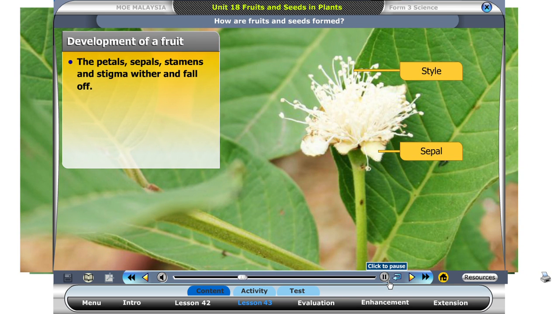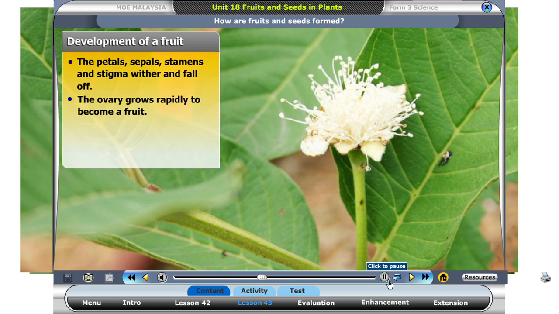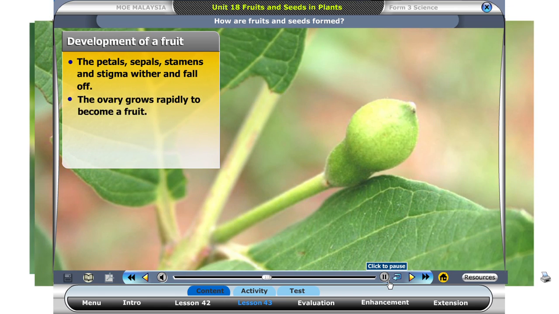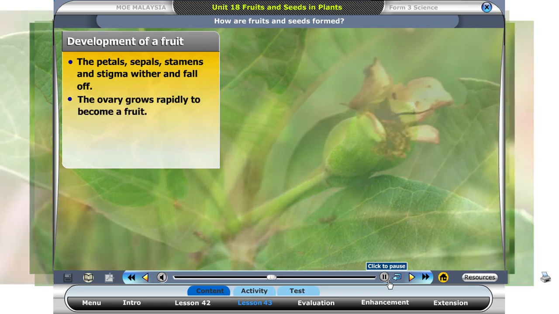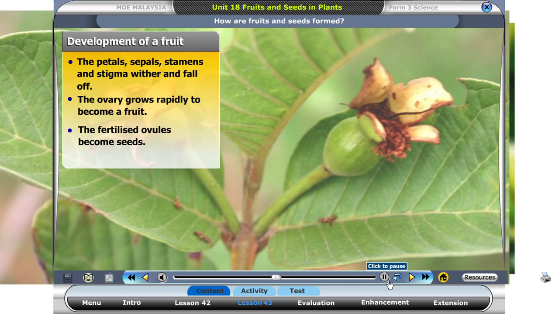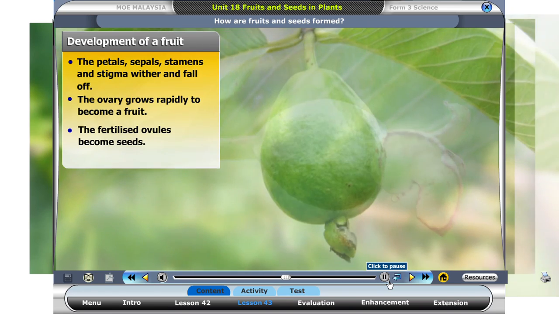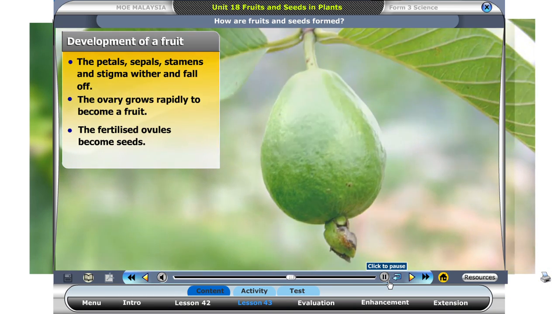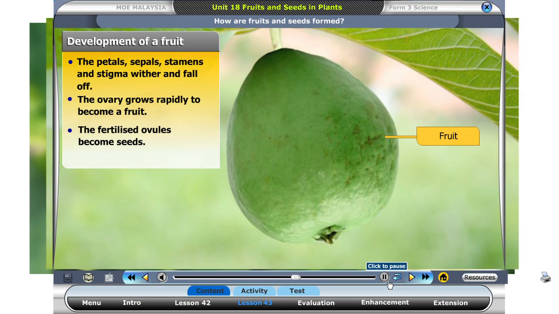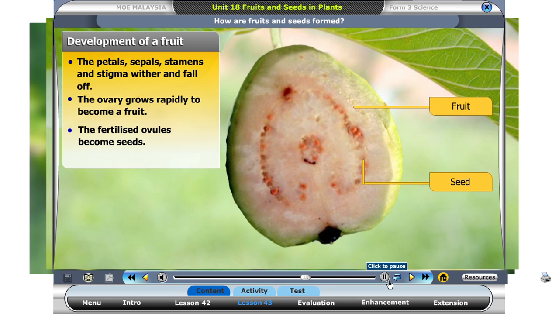After a flower has been fertilized, the petals, sepals, stamen, and stigma wither and fall to the ground. The ovary grows rapidly in size and develops into a fruit. At the same time, the fertilized ovules will develop to become seeds. A fruit can be described as being a fertilized and ripened ovary containing seeds.